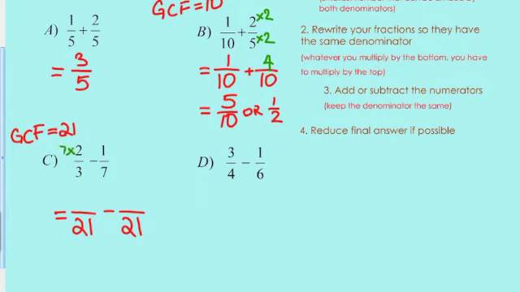In order to get the first one, I have to multiply top and bottom by 7, which is going to give me 14 out of 21. For the second fraction, I multiply top and bottom by 3, which gives me 3 out of 21. So now I just subtract the numerators, and my final answer is 11 out of 21.